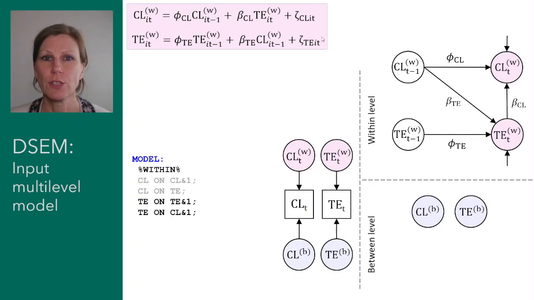And again, there is a residual part here, zeta. So it varies across persons and over time. It's specific to the tension variable and cannot be predicted from tension and closeness at the previous occasion. So it's this little arrow over here.